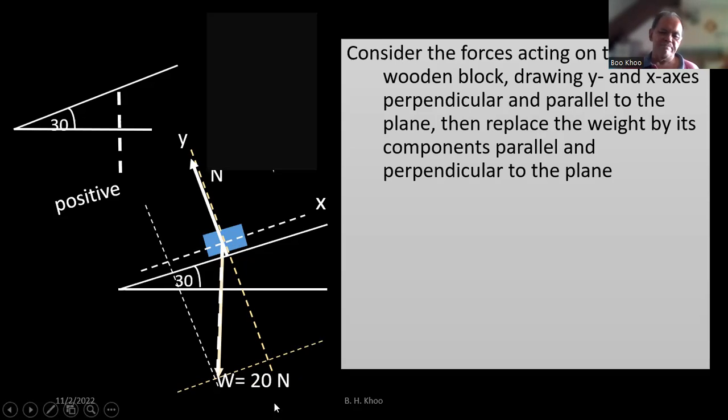If the weight is 20 newtons and the frictional force is 5 newtons, then replace the weight. If we consider this angle as 60 degrees, then this is the component of weight parallel to the plane.